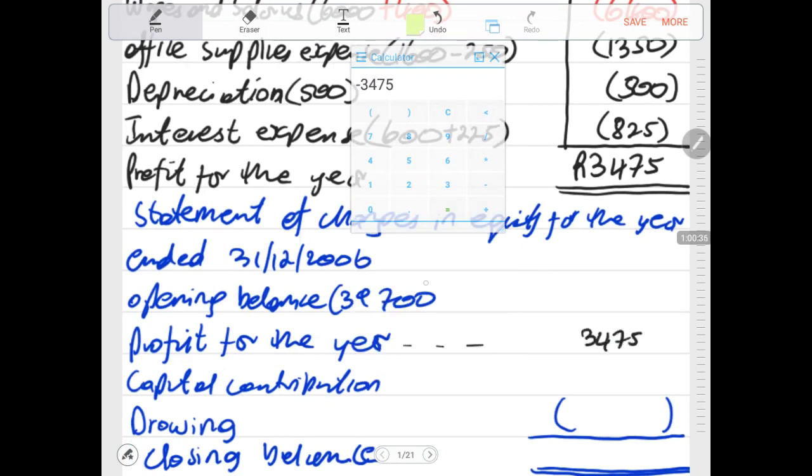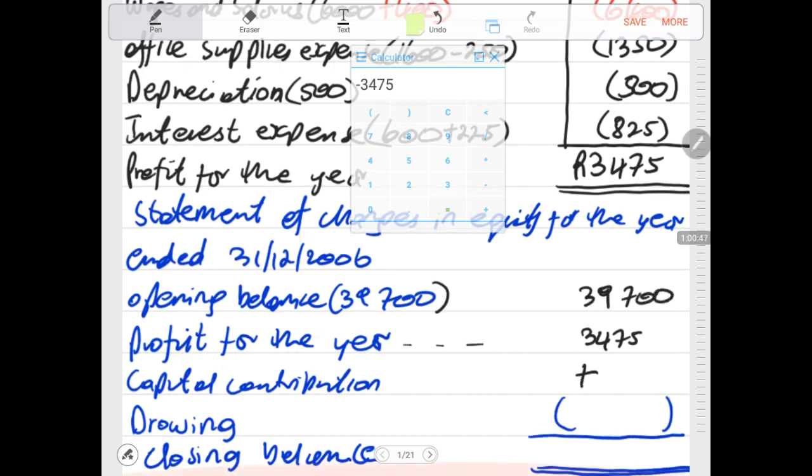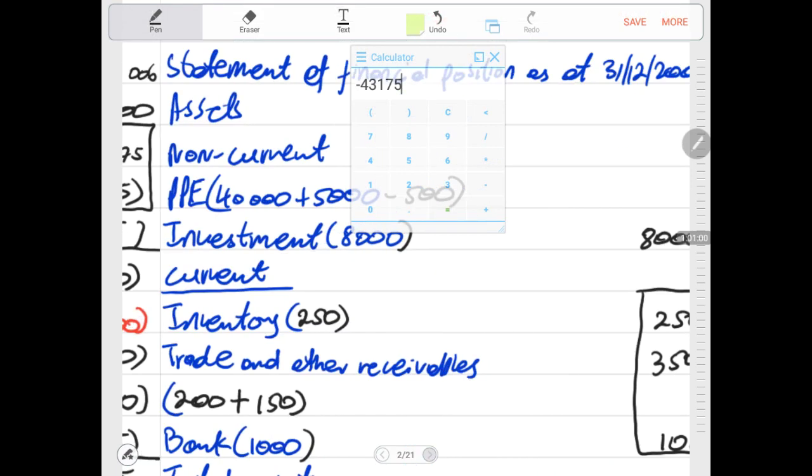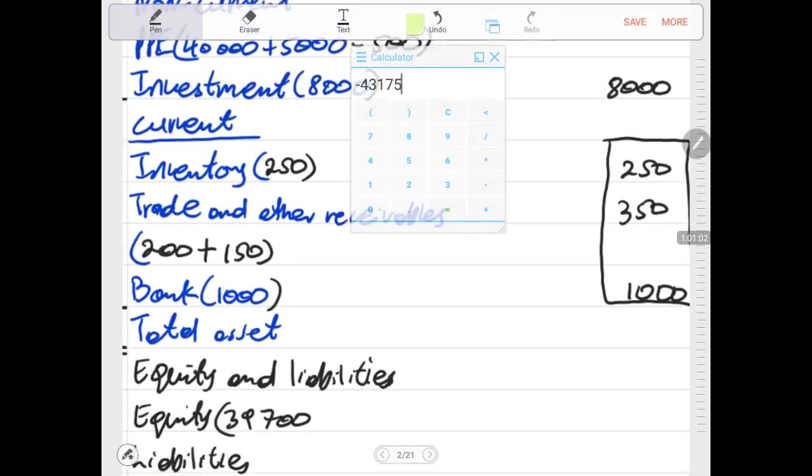The 3,475 goes straight under profit for the year: 3,475. Remember, there was no adjustment regarding the opening balance of capital, so we can say 39,700. There was no capital contribution and there were no drawings during the year. Then you can say plus 39,700, and this will give us a total of 43,175.